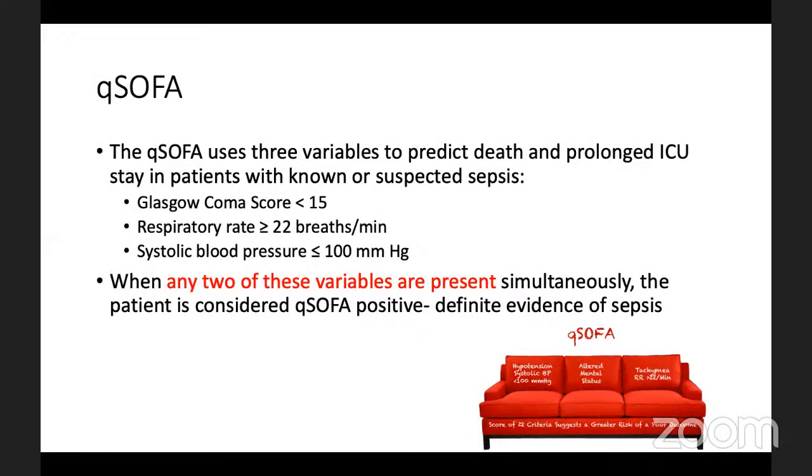I know you all know this, from your ICU training sessions. Nobody has ever missed this. It evaluates only 3 parameters. Consciousness: when consciousness is altered, even 1 score less than 15, you consider it positive. Respiratory rate here is more than 22 breaths per minute. Can you remember so far? Sorry, SIRS, what was it?